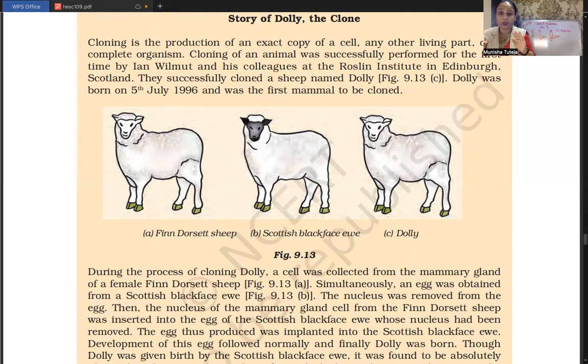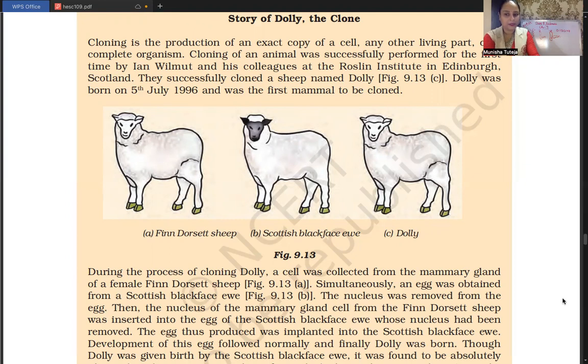I'm not talking about twins. Twins are different. Twins have got different DNA, okay? I'm talking about a clone. A clone means exactly same DNA, exactly same genetic material. Now, how was Dolly made? Okay, this is, I tell you, very interesting.